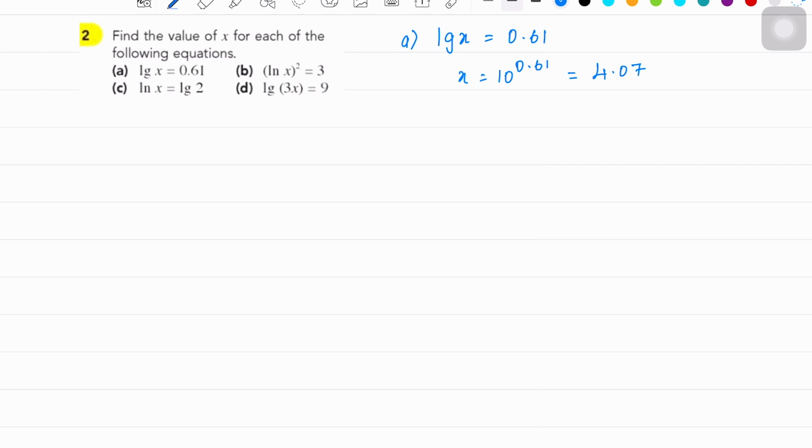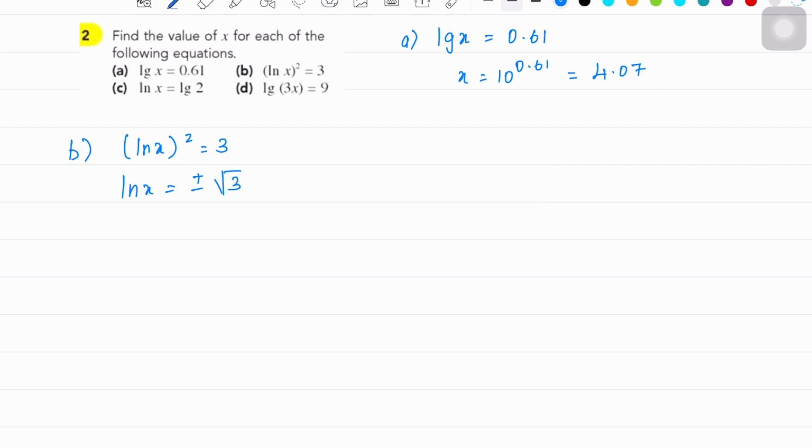Now let's do B. Natural log of x the whole square equals 3. Now natural log, it's not log of x square, it's log x the whole square. The square is for the entire term. So we need to get natural log of x. So taking square root on both sides, this will be natural log of x equals plus or minus square root of 3. And if you write in index form, there are two possibilities.